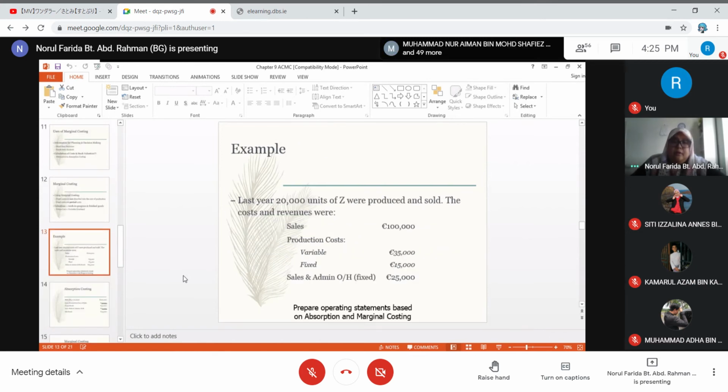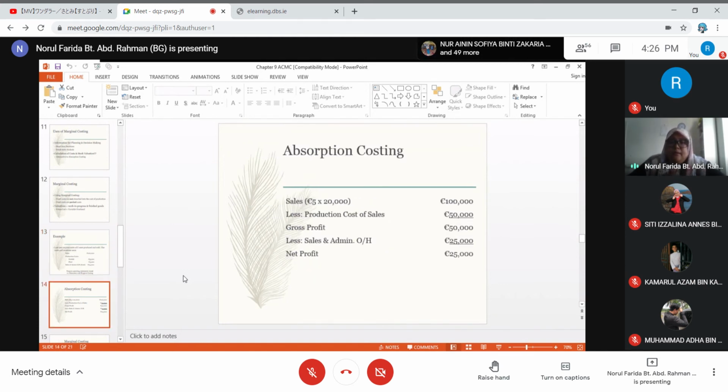Alright. So for example, last year 20,000 units of Z were produced and sold. The cost and revenues were, sales is 100,000. Okay, production cost variable is 35,000. Fixed is 15,000. And then sales and admin overhead, all fixed, is 25,000. So you nak prepare statement, operating statement based on absorption and marginal costing. Ni contoh je lah.